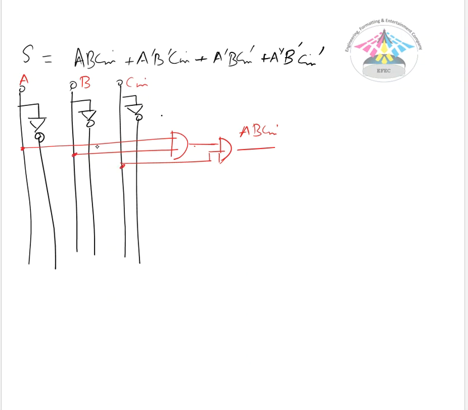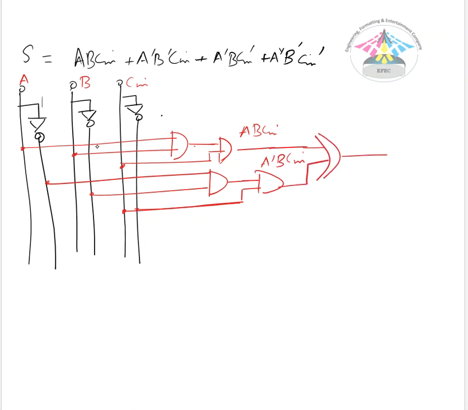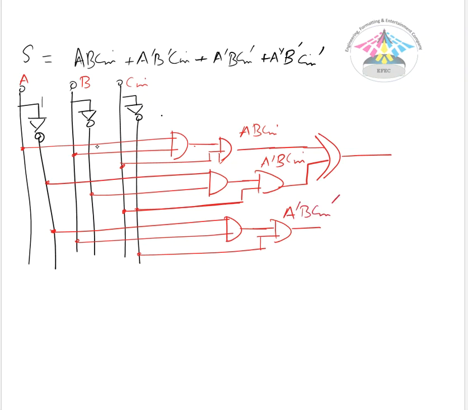For the second term, it would be A', B', and then it has to pass through the Cin. So it would be A'B'Cin. Now let's add an OR gate here. Similarly, for the next term, it would be A', B, which has to be ANDed with the Cin'. So this is our A'BCin'.